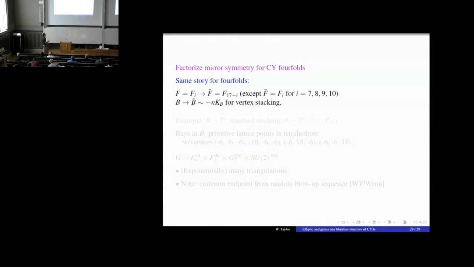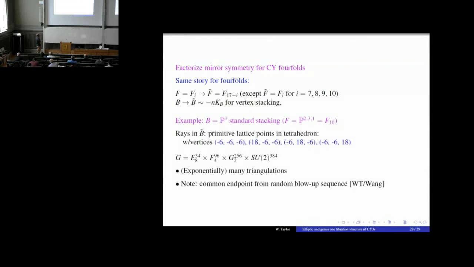For many of those, we can again tell this nice story about taking mirror symmetry. Again, we flip the fiber. The base becomes, for a vertex stacking at least, some multiple of the anti-canonical thing where we produce a fan for that. Simple example, if we take the generic elliptic fibration over P3, the mirror of that is something which has rays in a B tilde, which are the primitive lattice points in a tetrahedron with these vertices, and it's got a gauge group that looks like this. Lots of E8s, F4s, and G2s and SU2s, exponentially many triangulations of that.